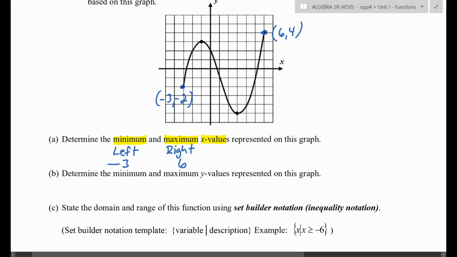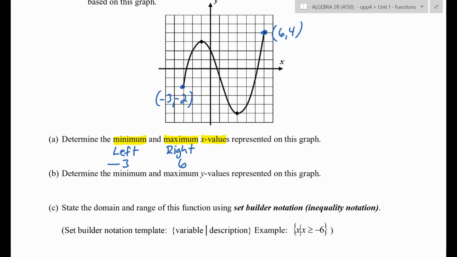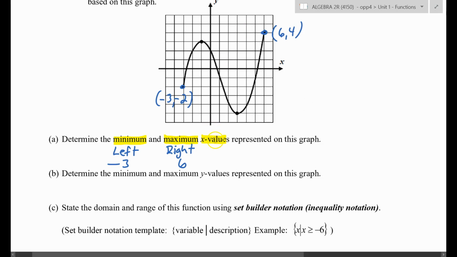Okay, but now I'm asking about what? Minimum x value. Because what am I going to ask you in the next part? Minimum y value, and now I'm going to be interested in the points that are furthest up and down. So that brings you to the next question.